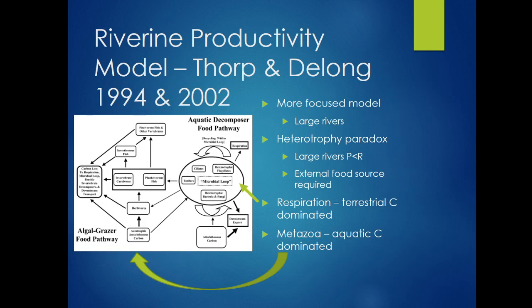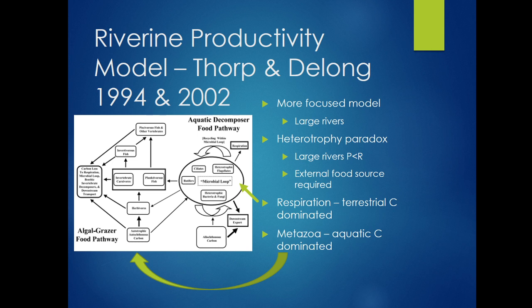So what about the Riverine productivity model? This is a more focused model that's only looking at large rivers. Now, I should say that this guy Thorpe is my graduate school advisor, and I worked with Mike DeLong a little bit. So I know these guys, but that doesn't make their stuff any less true.